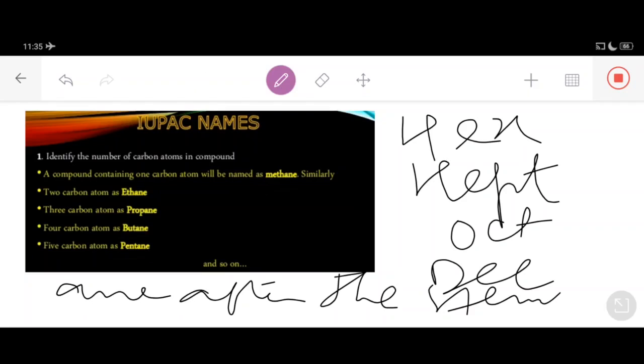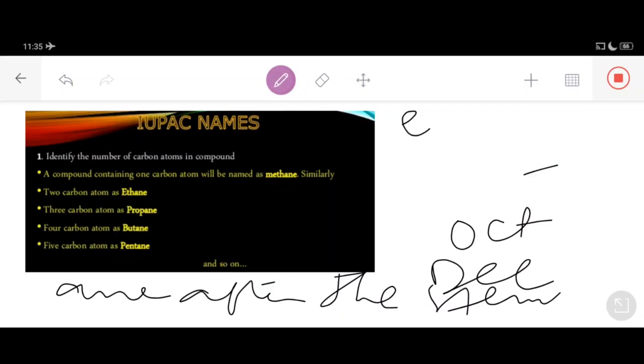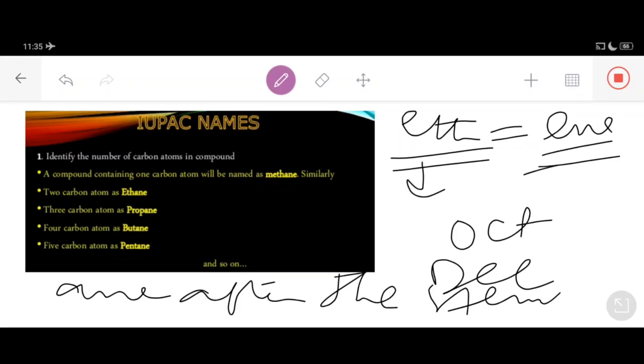Now the third rule, as far as the nomenclature of carbon compounds is concerned, is that an unsaturated hydrocarbon containing a double bond is indicated by writing the word "ene" after the stem. For example, eth is used for two carbon atoms, and "ene" when there is unsaturation. That's why ethene. Eth is used for two carbon atoms, and "ene" is used for a carbon-carbon double bond. So the third rule is that an unsaturated hydrocarbon containing a double bond is indicated by writing the word "ene" after the stem.